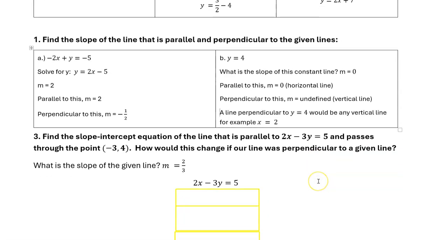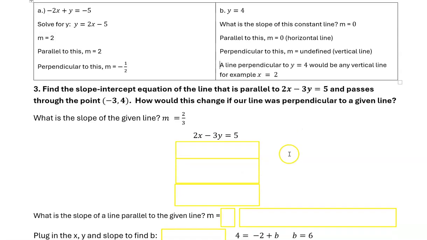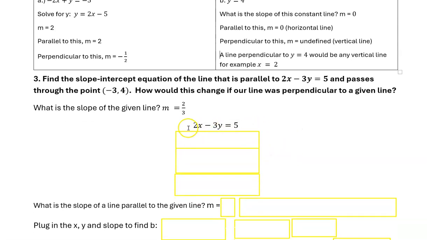Okay, number 3 says find the slope-intercept equation of a line that's parallel to this equation and passes through this point. And how would that change if our line was perpendicular to a given line? So first of all, what is the slope of the given line? I've got up here that it's 2/3, but how do I get that? First, I start with this and I move the 2x to the other side.